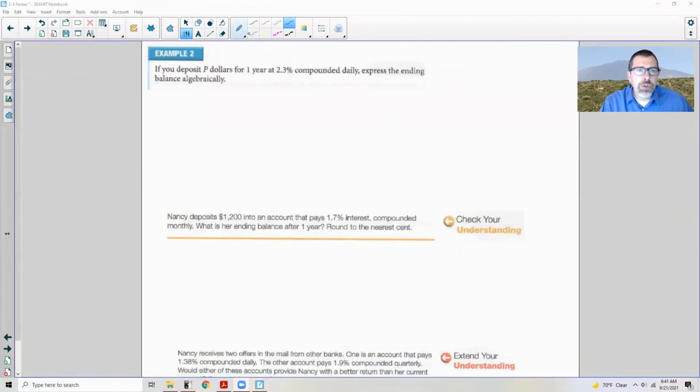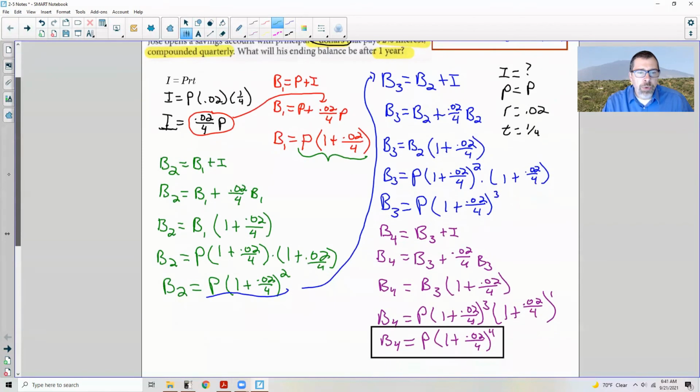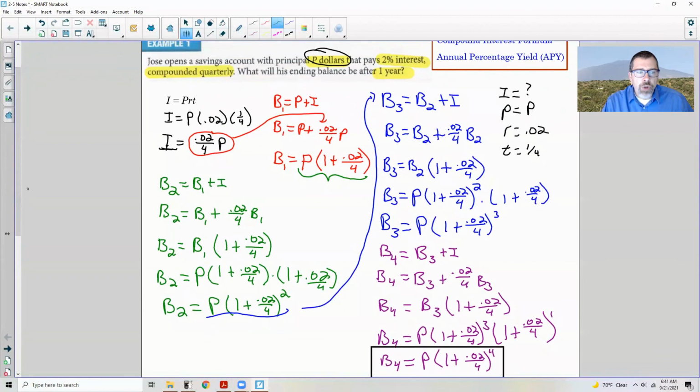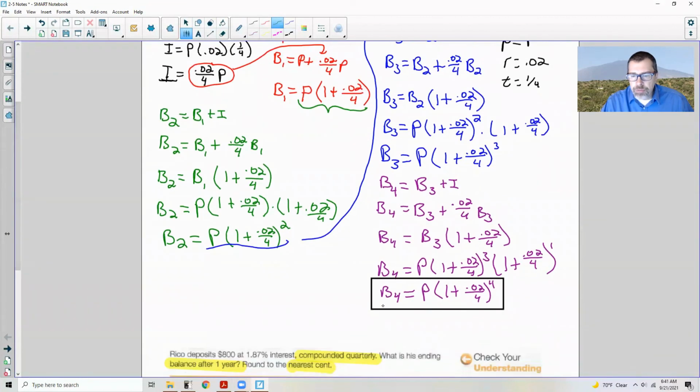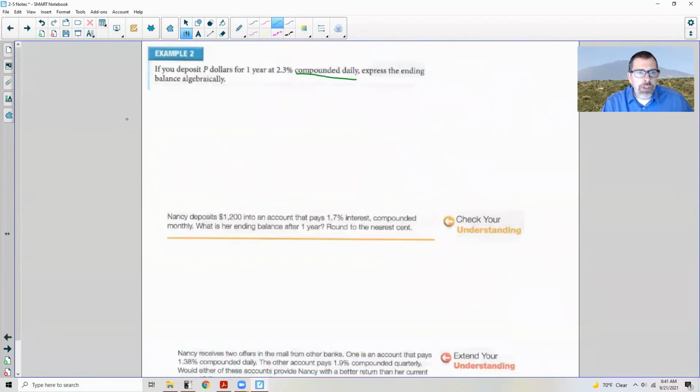Okay, example 2 says if you deposit P dollars for 1 year at 2.3% compounded daily, express the ending balance algebraically. So if we go back to our example number 1, this was compounded quarterly. And notice what we came up with. The balance equaled the principal times 1 plus the rate divided by that time frame, which is 4 quarterly, over 4, and then 4 up here. All right, so we're going to use that.